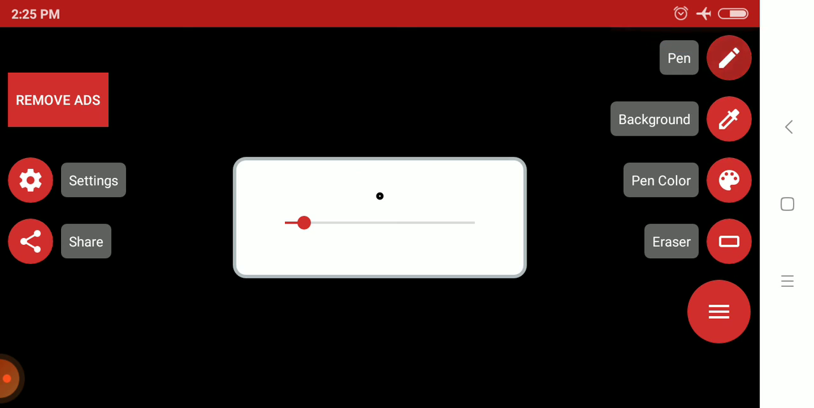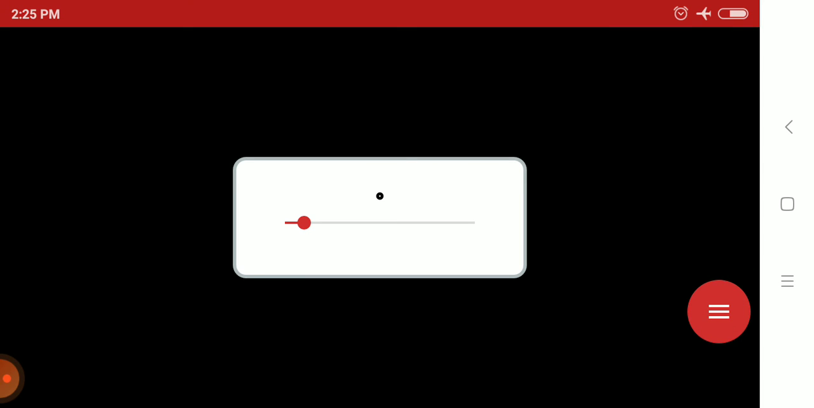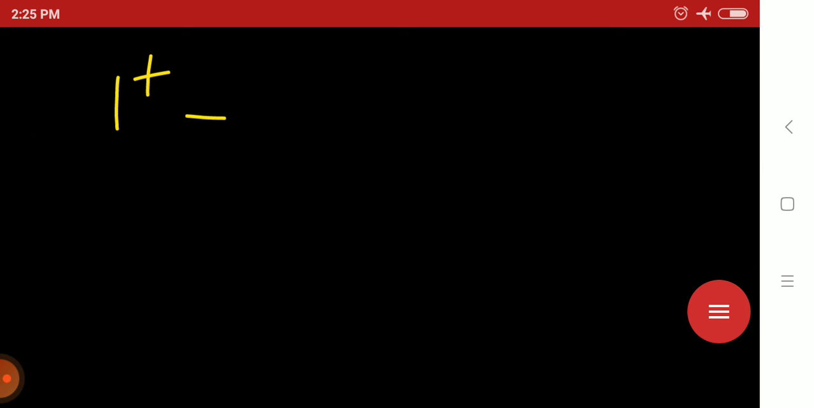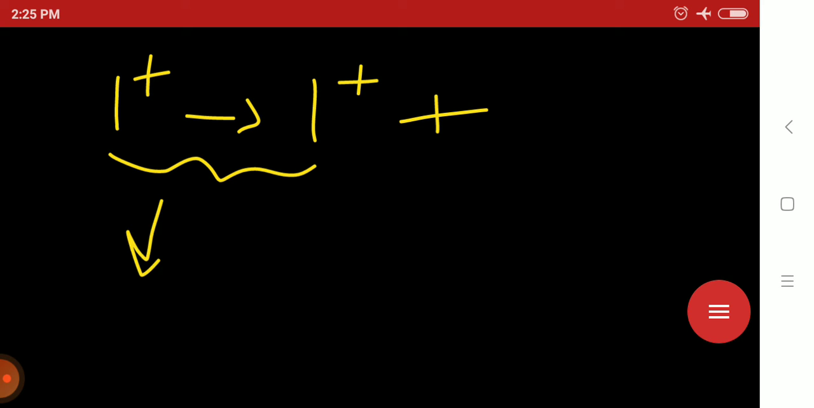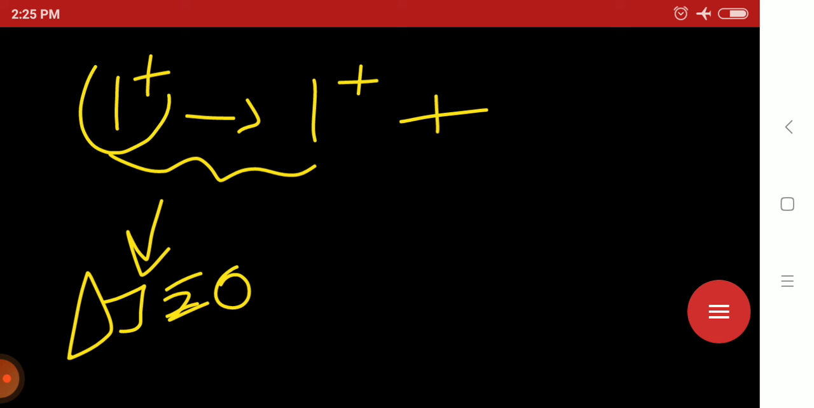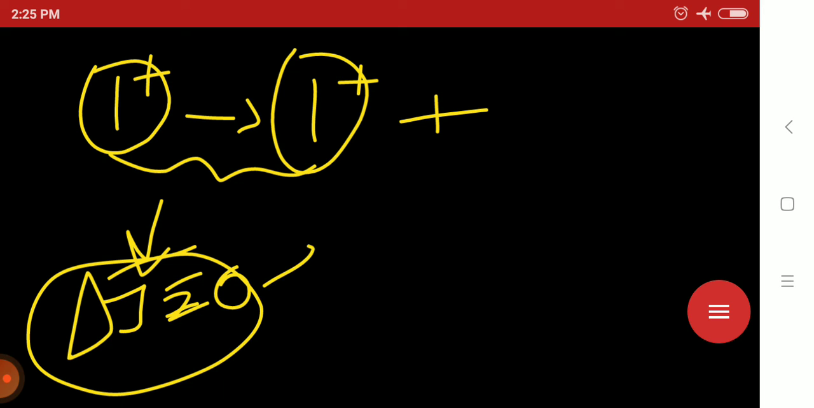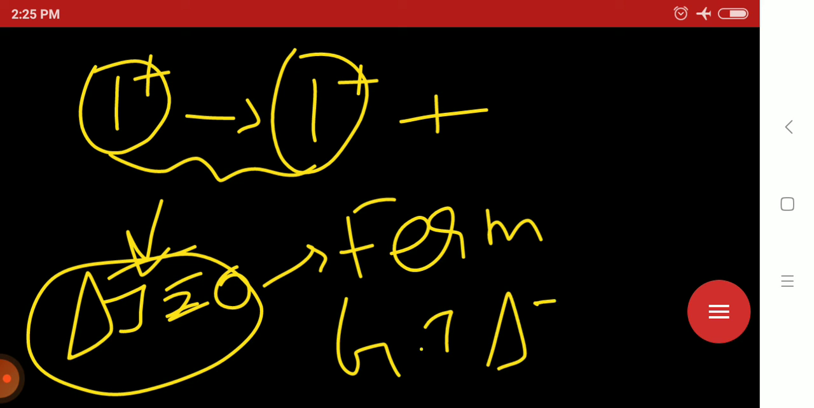That means, if here it was given 1 plus to 1 plus, you can ask, that means here also delta J is 0. But here it is not a 0 to 0 transition, right? So as it is not a 0 to 0 transition, here delta J is 0. Delta J is 0 is possible for Fermi transition always, and for GT transition also delta J equals 0, plus minus 1, that is the selection rule.